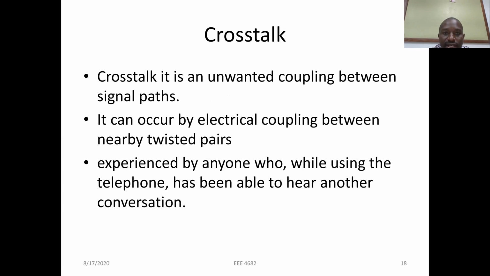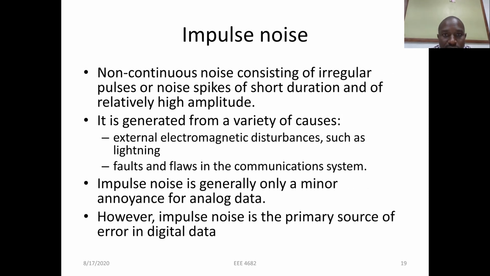Crosstalk is unwanted coupling between signal paths. It can occur by electrical coupling between nearby twisted pairs. These twisted pair cables are very common, especially in the telephone network, where you are able to hear another conversation between the sender and the receiver, and that secondary conversation intruding into the main wanted conversation is basically what we call crosstalk.